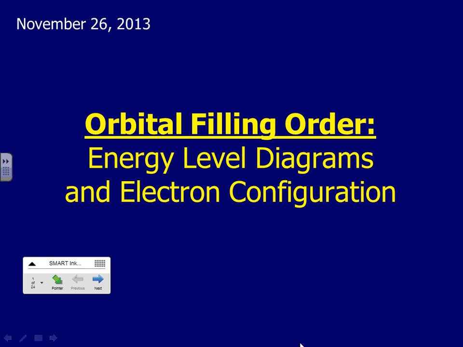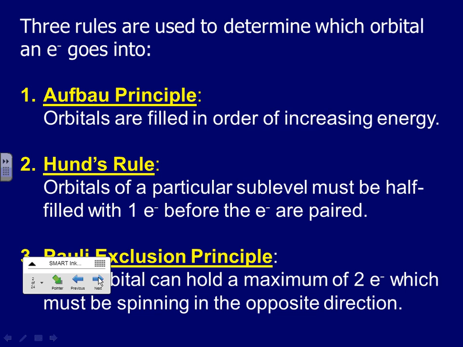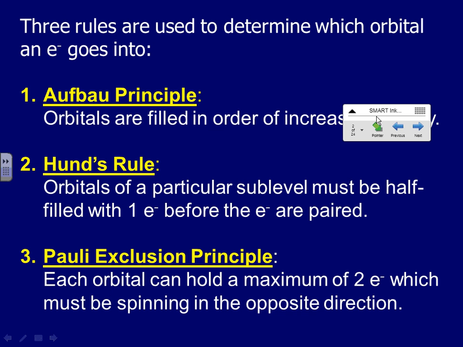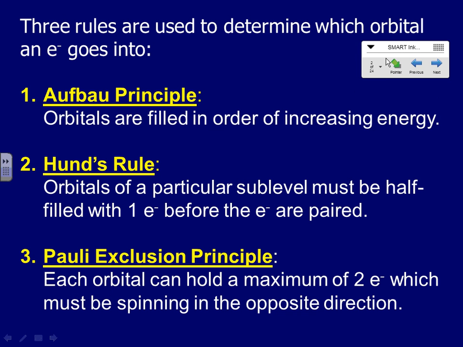So primarily, first, we've got to talk about the orbital filling order. How are we going to load the electrons into our atom? We need a handful of rules that we use to fill the orbitals with electrons.